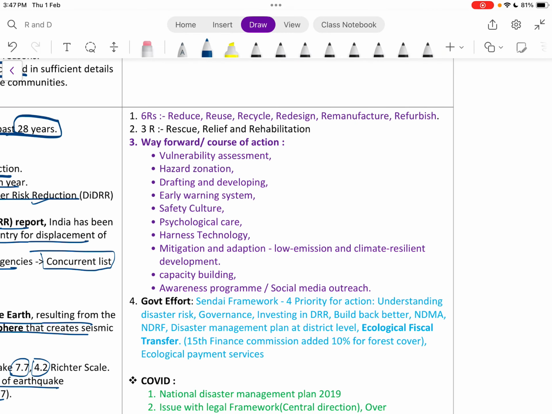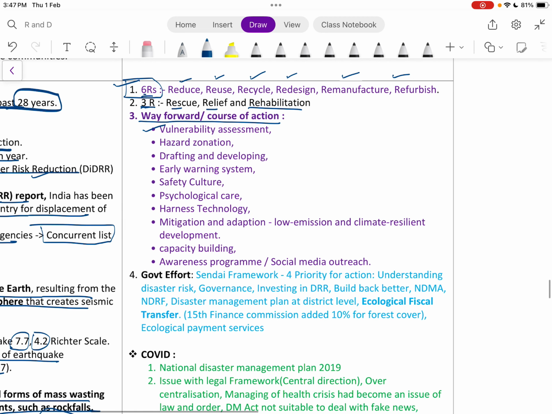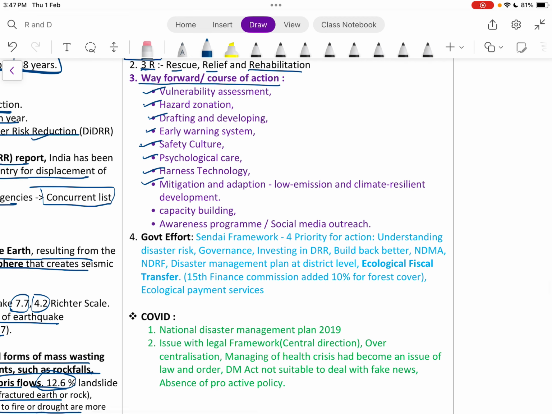Okay, a way forward. Often in the disaster management questions, they've been asking us the way forward. So you can focus on 6R, that is reduce, reuse, recycle, redesign, remanufacture, refurbish, or 3F, that is rescue, relief, rehabilitation. Okay, the way forward over the course of action: vulnerability assessment, hazard zonation, drafting and developing early warning system, safety culture, psychological care, harness technology. Okay, mitigation and adoption, low emission and climate resilient development, capacity building, awareness programs, social media outreach.